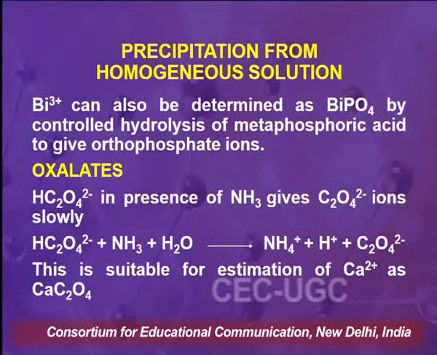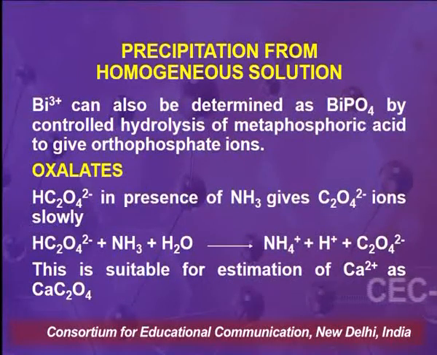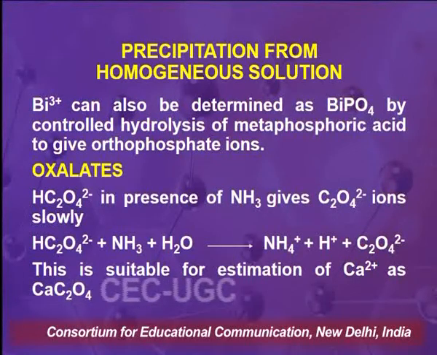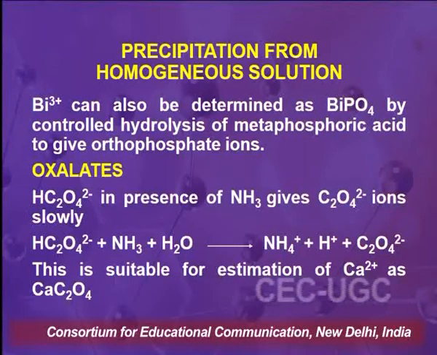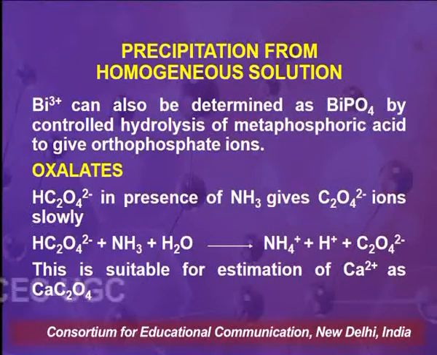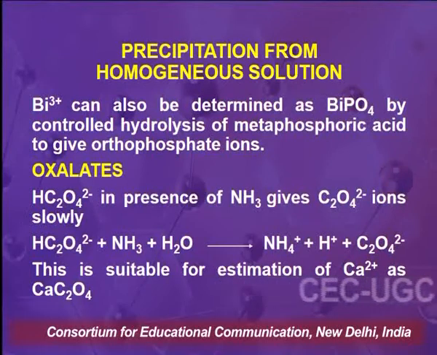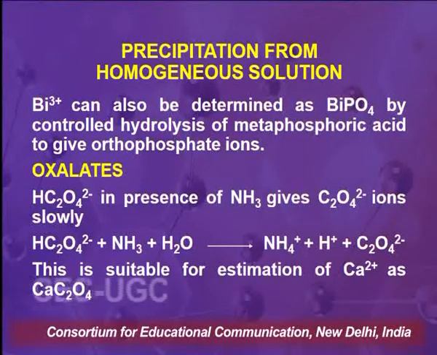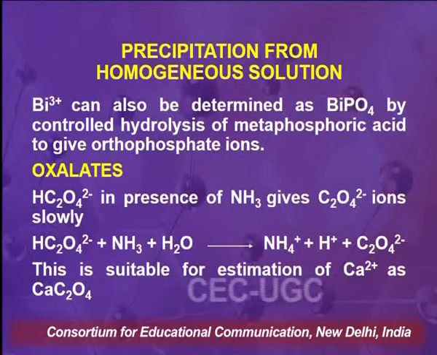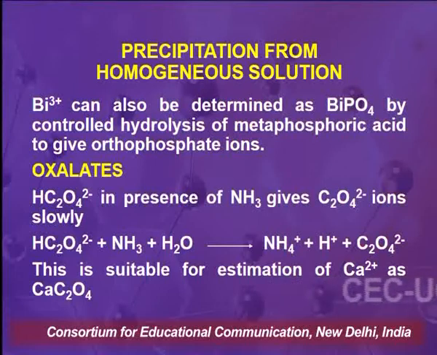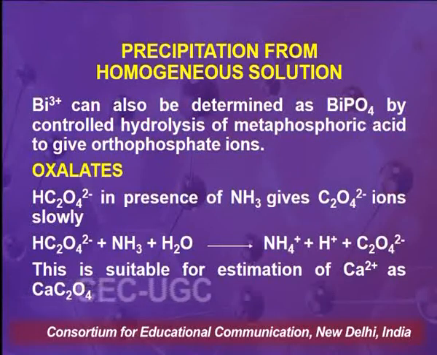Bismuth ions can also be determined as bismuth phosphate by the controlled hydrolysis of metaphosphoric acid to give orthophosphate ions. So, bismuth ions can also be precipitated by the homogeneous solution method, and once bismuth phosphate is formed, it is weighed as such because bismuth phosphate has a definite composition. It is first filtered, then ignited, and can be weighed. Similarly, oxalates can also be determined like this.